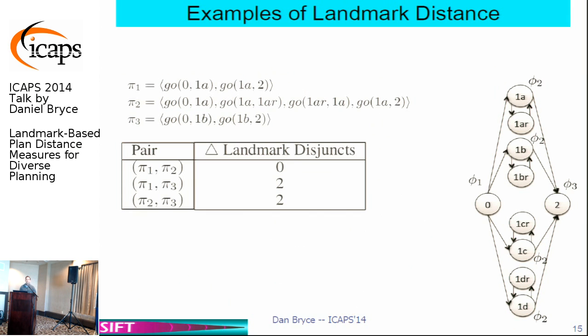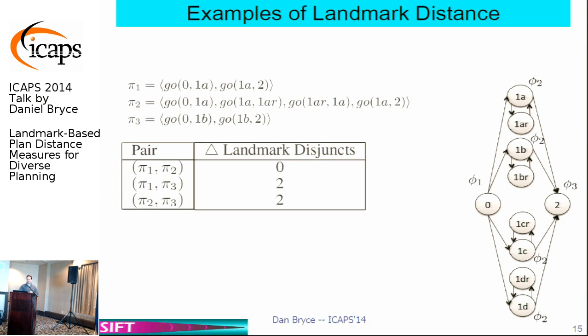Okay, so how would we do this with landmark distance? Well, let me point out the landmarks of this problem. We trivially have our goal state being one of the landmarks, which is denoted by phi 3. And then I have a disjunctive landmark here saying that I definitely have to go through 1A, 1B, 1C, or 1D. So there's a disjunctive landmark of size 4. And then I know I have to start in location 0.